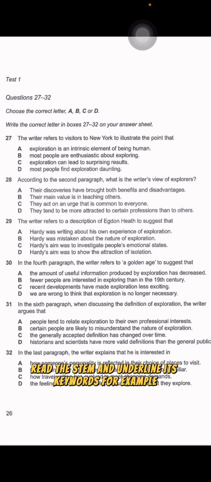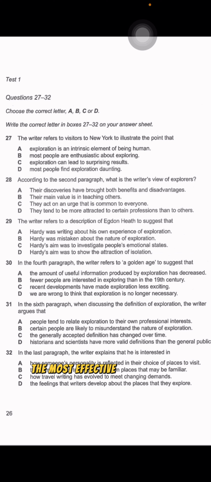For example, in this example, you can look at questions 27 to 32. Question 27 has its keywords. The writer refers to visitors to New York to illustrate the point that... The keywords are visitors to New York. So why does the writer refer to visitors to New York?